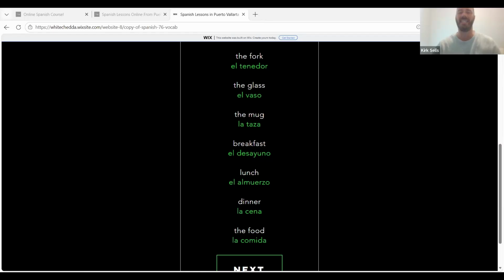And la taza would be the mug. Let's try la taza. The mug. Good. So that would be like a mug of coffee. Una taza de café. Try that. Una taza de café.